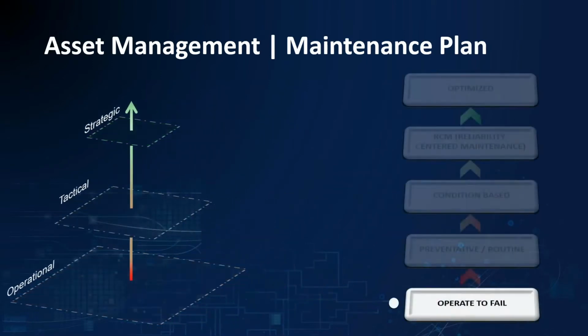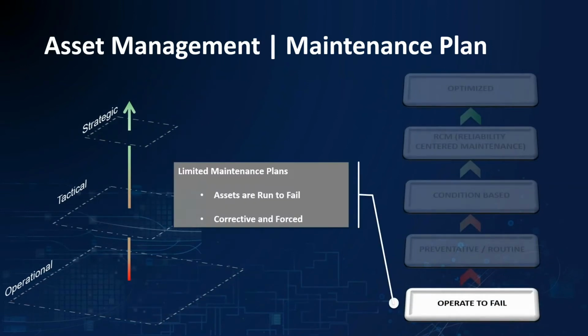So there's many stages in defining your current maintenance strategy or maintenance plans. The first thing is effectively a limited maintenance programming or plan, which is around about operate to fail. So this typically occurs when you have very limited maintenance plans. Your assets are typically on a plan that they run to fail. And most of the work that gets generated in your works management systems are corrective or forced work orders.